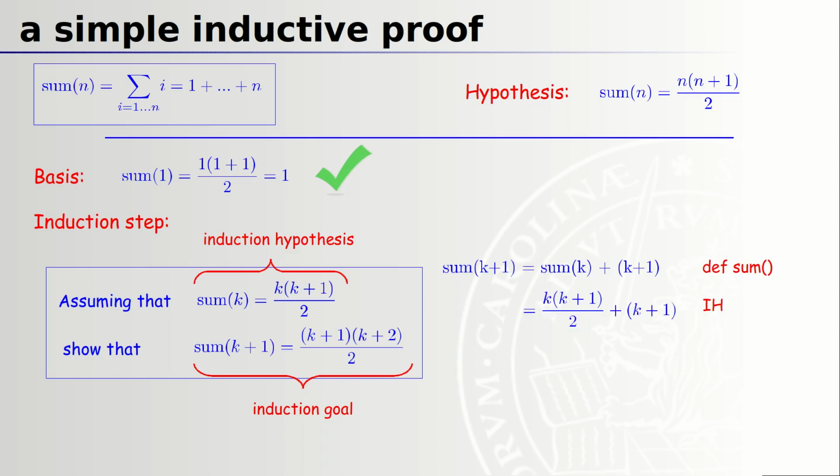And that is where the induction hypothesis comes in. It gives us an alternative form for sum of k, which we can simply substitute into our equation. Then expand the k plus 1 to bring the fractions to a common denominator. And with a little factoring, we get the right-hand side of the induction goal, which therefore has been proven. Since basis and induction step have been proven, so has the hypothesis, and the proof is done.